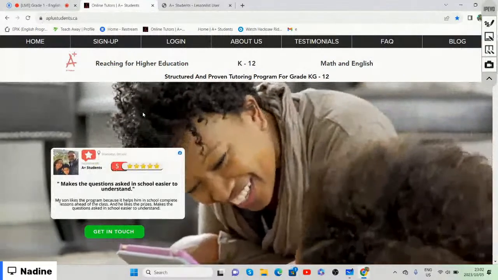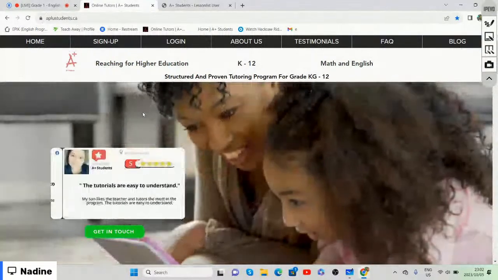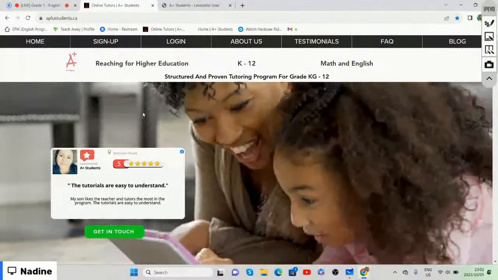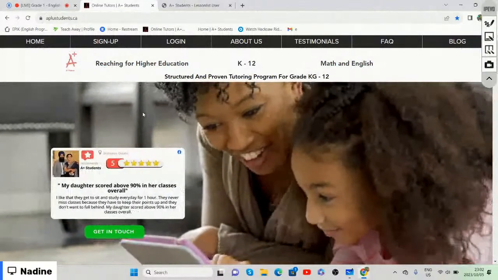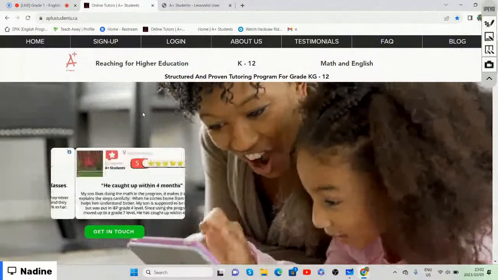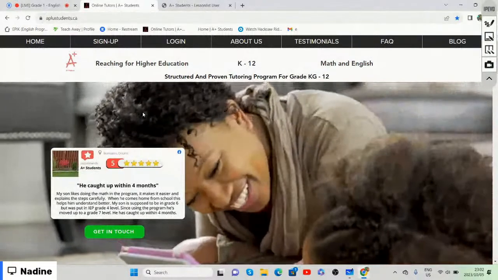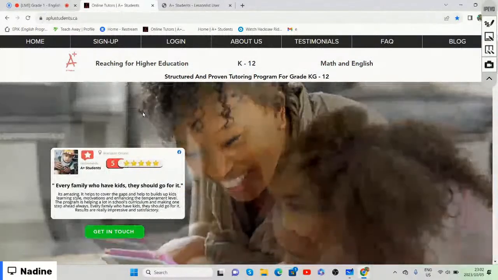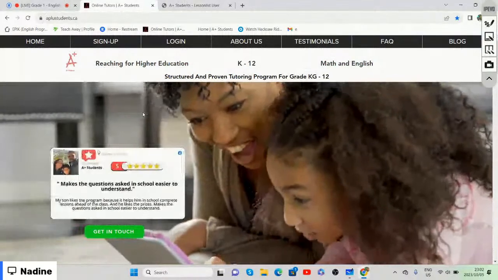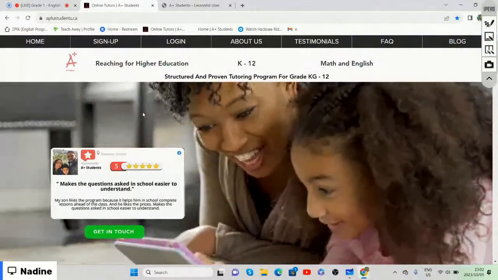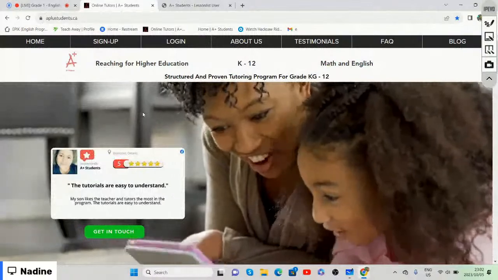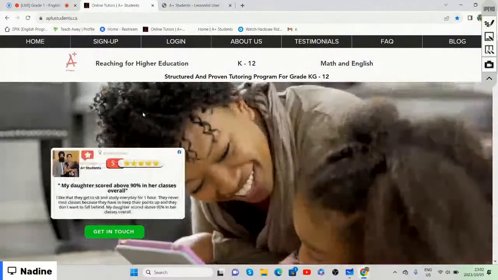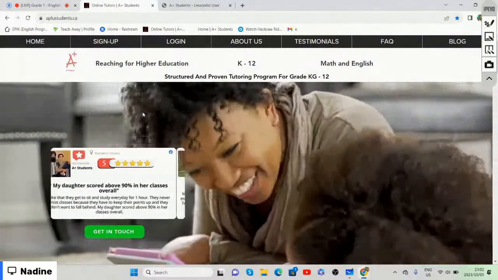And before we start, we're going to log into aplusstudents.ca. You're going to log in with your username as well as your password. Once you've logged in, you're going to select the subject of language arts, grade 1.